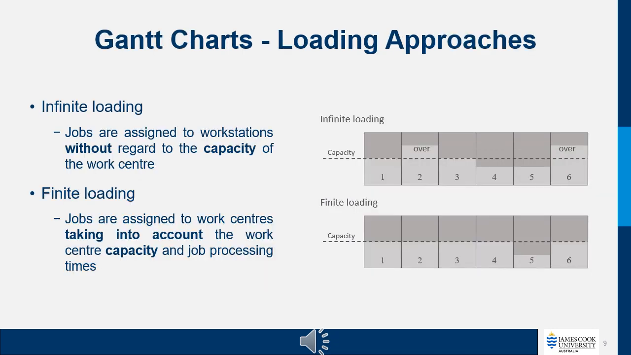So in the Gantt chart loading approach, we have two types of loading, infinite loading and finite loading. In infinite loading, jobs are assigned to a workstation without regard to the capacity of the work center. While in finite loading, jobs are assigned to the work center, taking into account the work center capacity and job processing time. So these are the differences that we can also see in the picture.